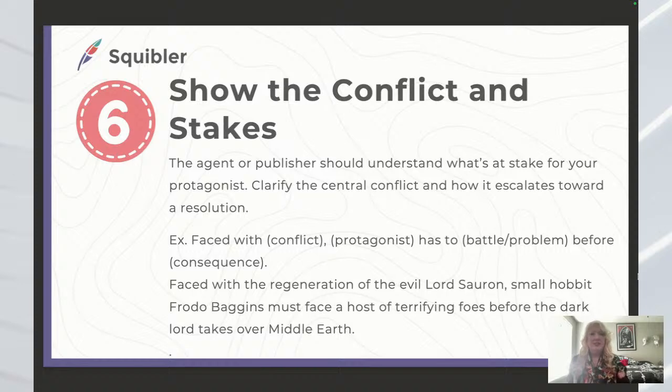You want to clarify the central conflict and how it escalates towards a resolution. So there is kind of a formula you can follow for this. Faced with conflict, the protagonist has to battle or face a problem before consequence happens.